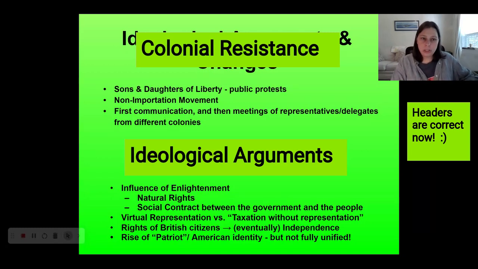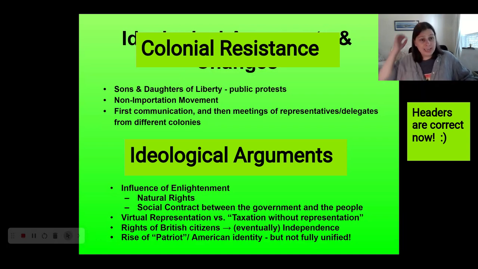So I just mentioned the Sons and Daughters of Liberty. These are loosely organized groups, mostly middle class and upper class led, right? People like Sam Adams and Paul Revere were well-off merchants and lawyers. They held public protests, sometimes anonymously, sometimes under their own identities, pinning demands to trees and holding protests outside of tax collectors' offices, those types of things.